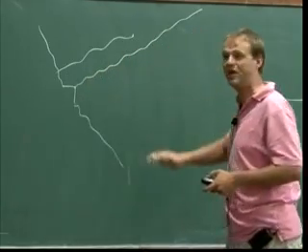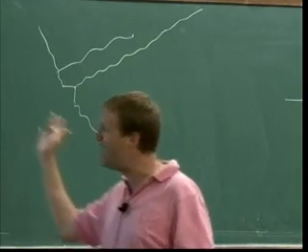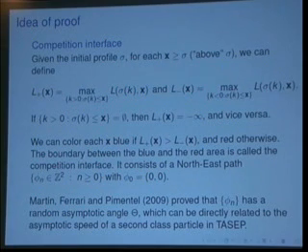And this competition interface is directly linked to the second class particle. So the asymptotic angle of the competition interface has a direct link to the asymptotic speed of the second class particle. Now I won't go into this link, I'm just going to tell you how we can control this asymptotic angle, because that's the interesting part of the idea.